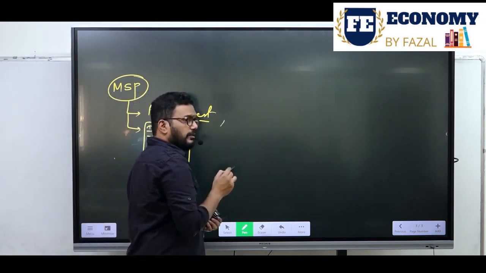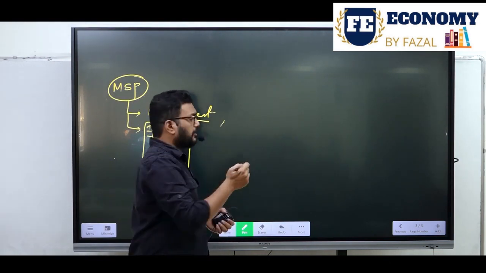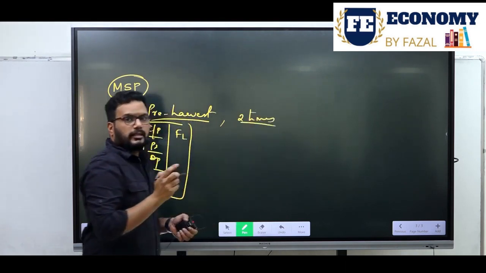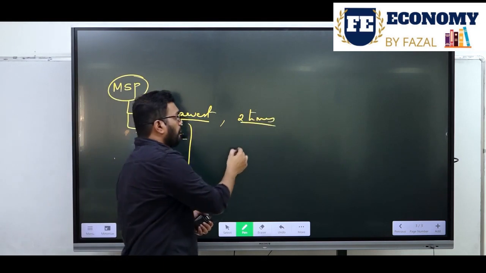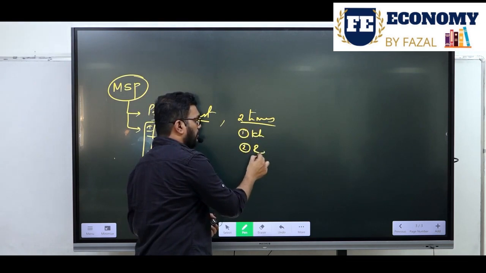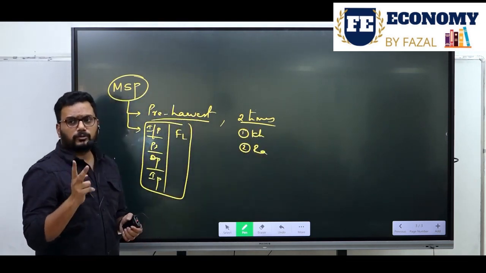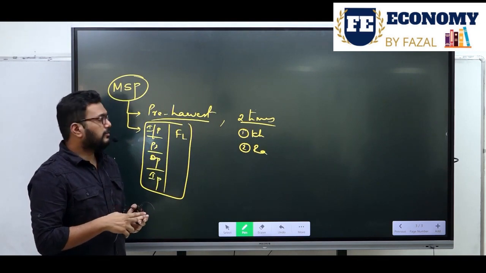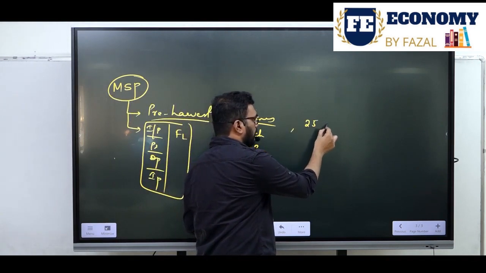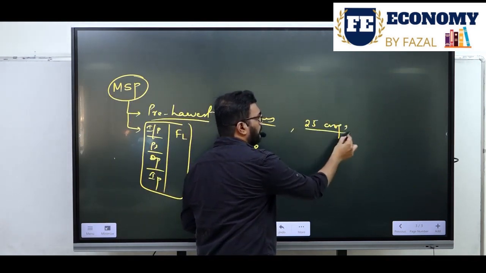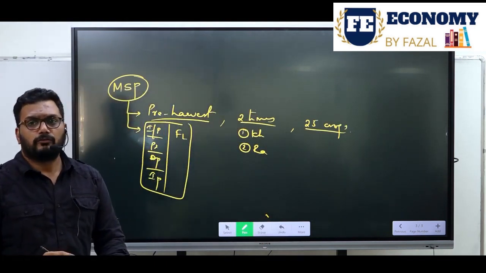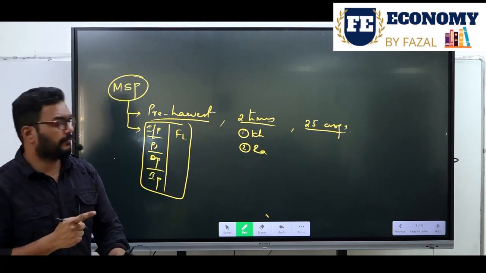MSP is declared twice in a year, 2 times. One is for Kharif, second one is for Rabi. And MSP coverage is for 25 crops. So 25 crops are part of MSP. If you count the crops, they are 25.